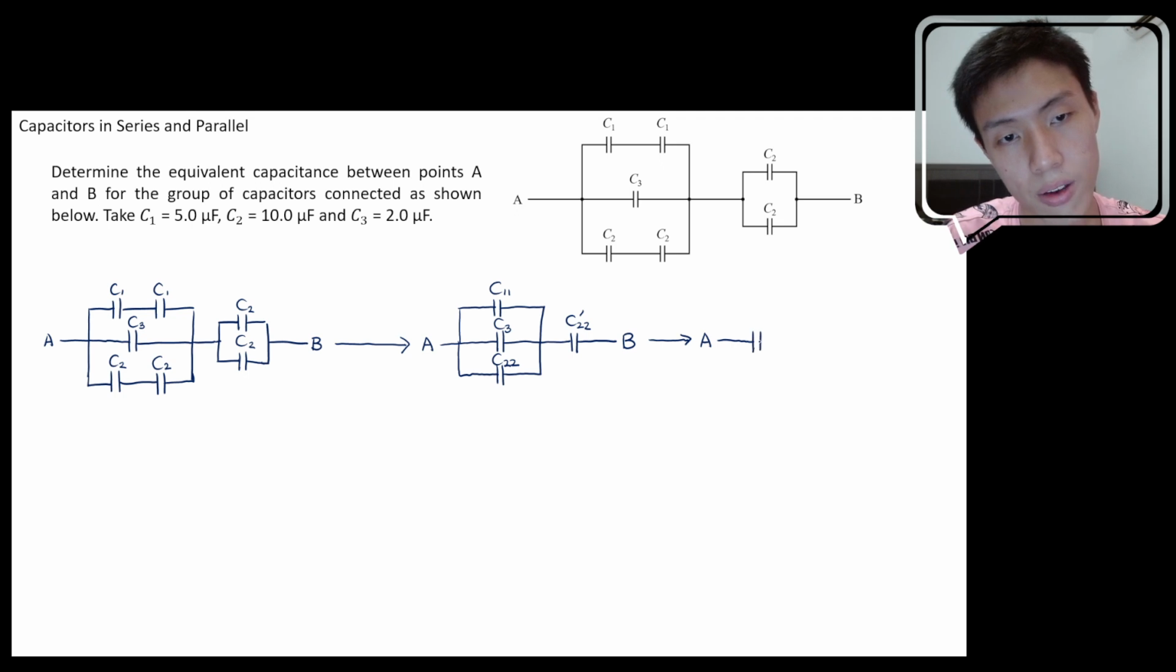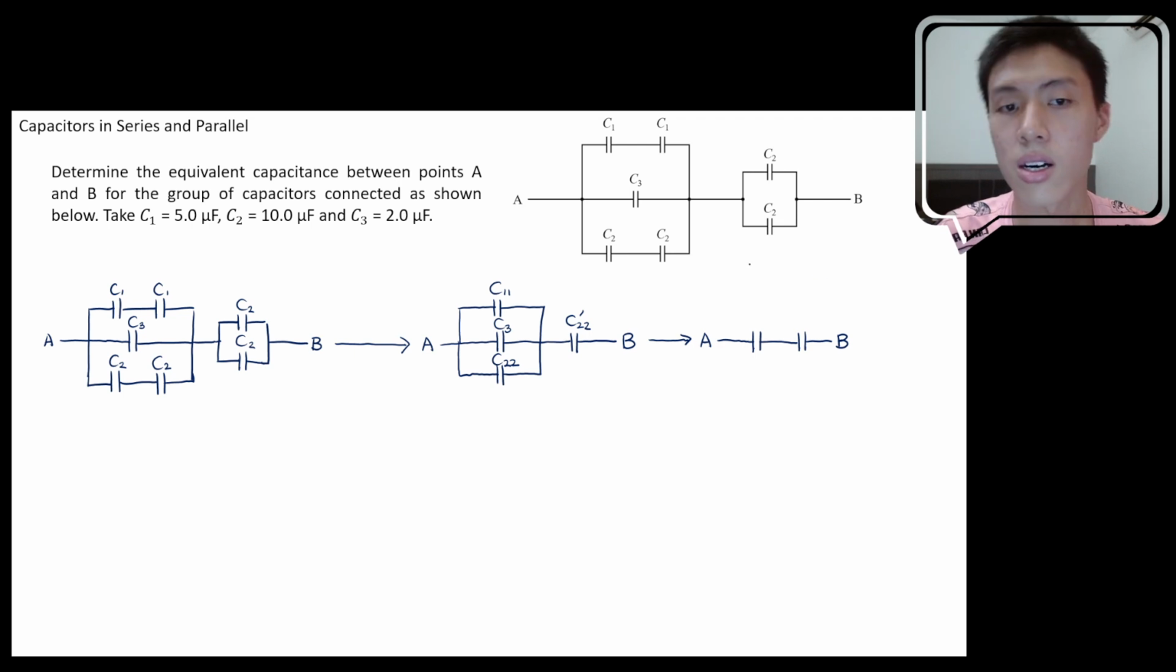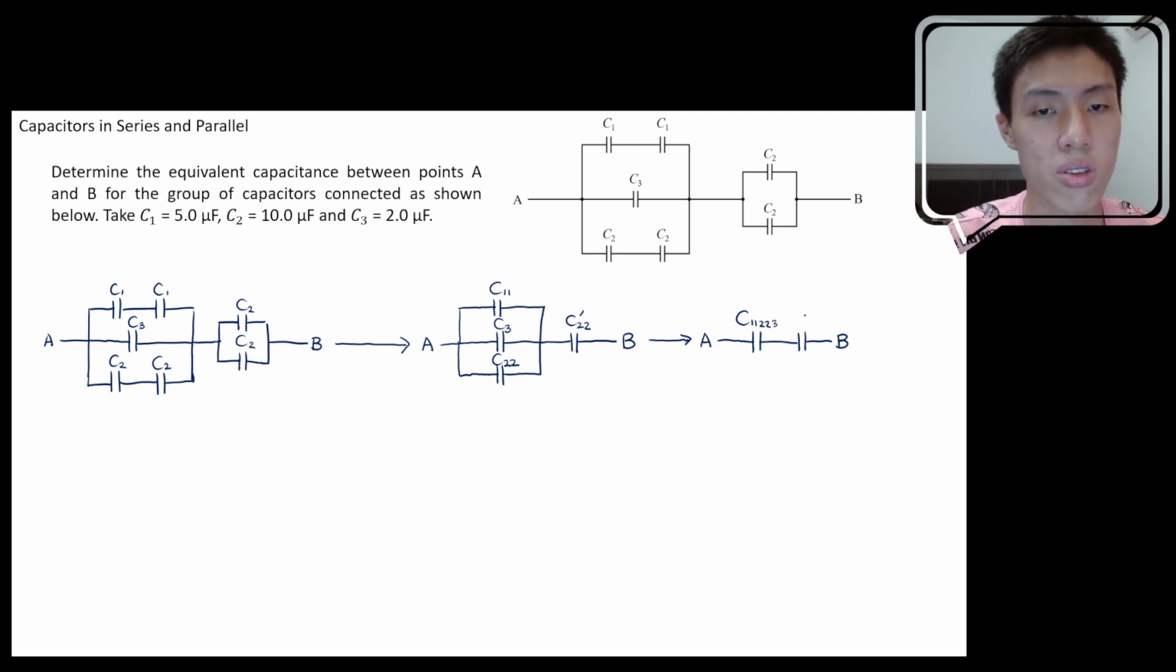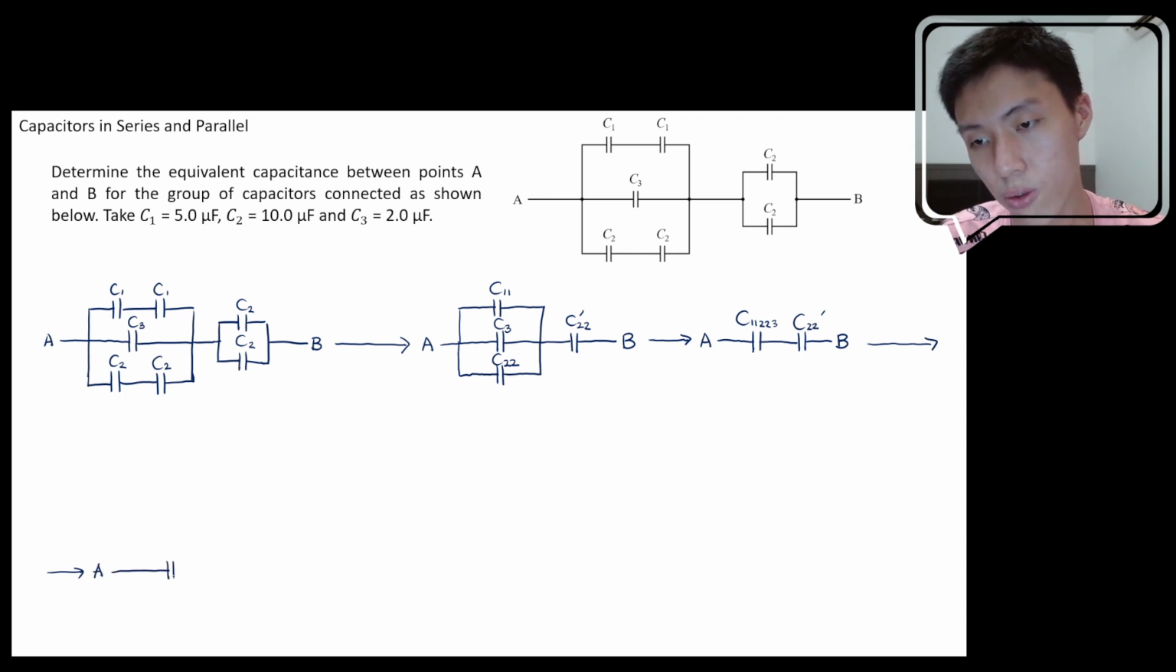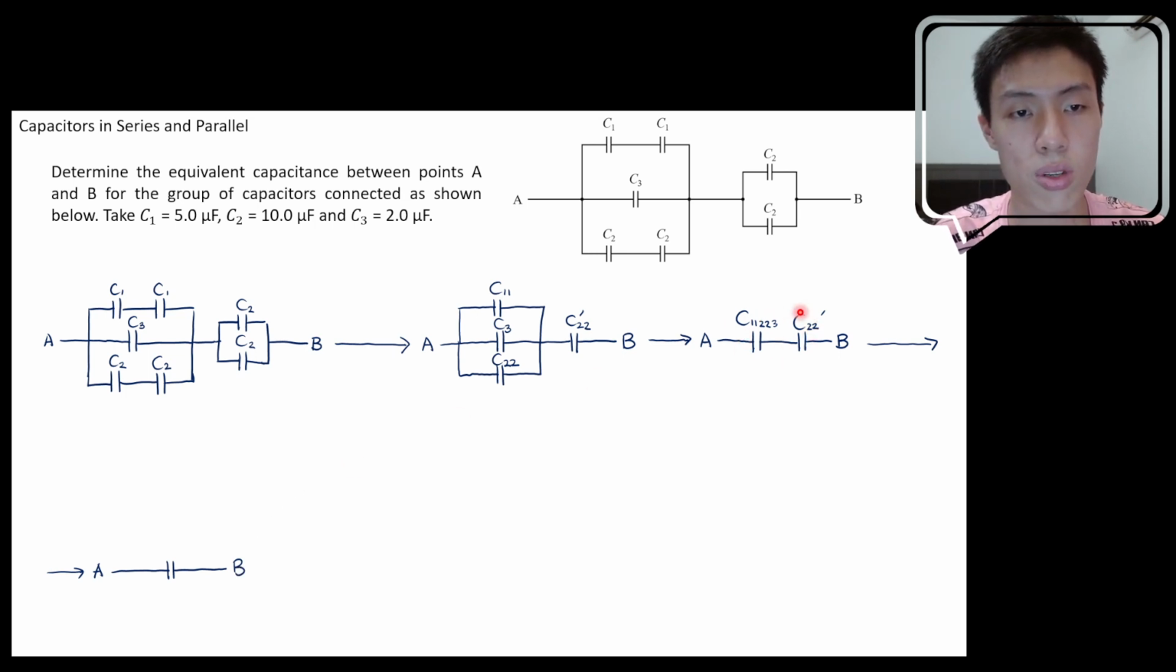So now we are left with a much cleaner combination. This one will be a merge between 1, 1, 2, 2, and also 3, so we will write it as C11223. This one will be C22 prime. Then lastly, let's continue down here. We have A and B with only one single capacitor in between. So this will be a merge between C11223 and C22 prime.